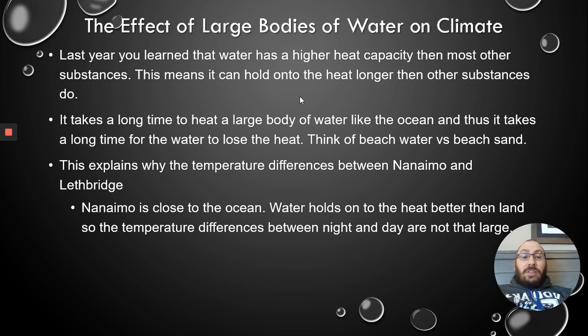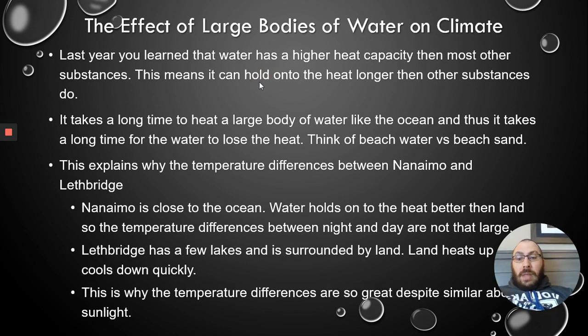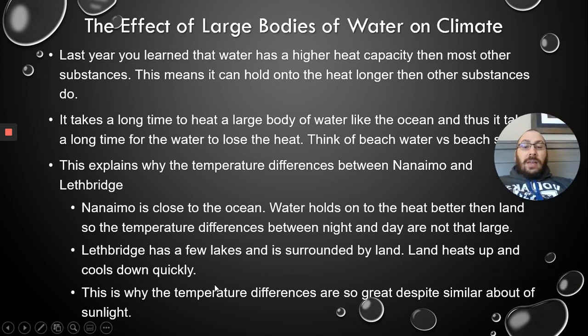So that is why there's a big difference between day and night temperatures out here. We don't have those big water bodies out here in Alberta, the Airdrie, Lethbridge. So once the sun goes down, the ground itself loses its heat really quickly, and there's no heat that comes in to replace it. Lethbridge has few lakes surrounded by land. The land heats up and cools down quickly. This is why there's big temperature differences.